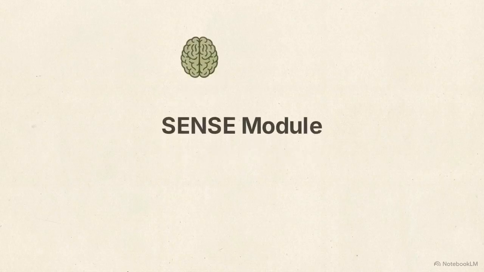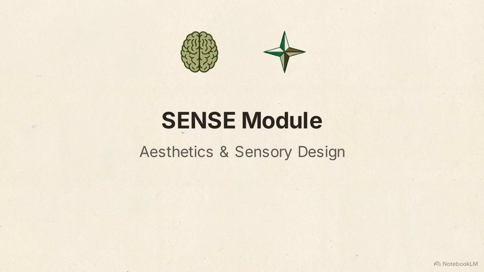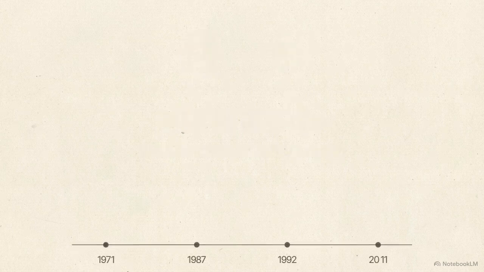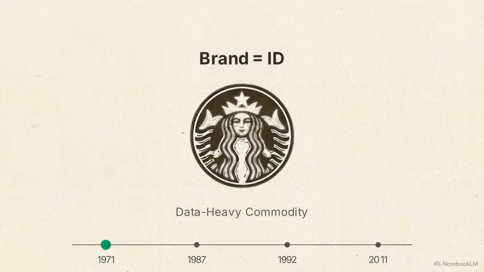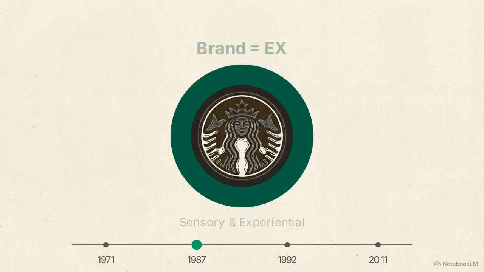To understand how they executed this shift, we can look at Professor Bernd Schmitt's Sense module. This framework focuses on using aesthetics and sensory design to differentiate a brand. We can visualize this timeline by tracking the Starbucks logo, starting with its data-heavy 1971 origin. During a 1987 corporate redesign, the company shifted to a vibrant green. This color choice signaled fresh growth and established a new experiential purpose, moving away from the roasted brown tones of the commodity era.